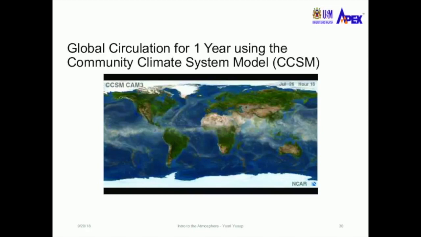Now, this is an interesting model, the results of the Community Climate System Model. It shows the global circulation of wind for 1 year, and it also shows the changes of the ITCZ and the other circulation of the globe throughout the year.